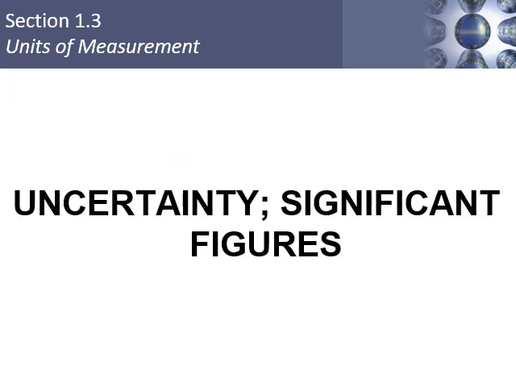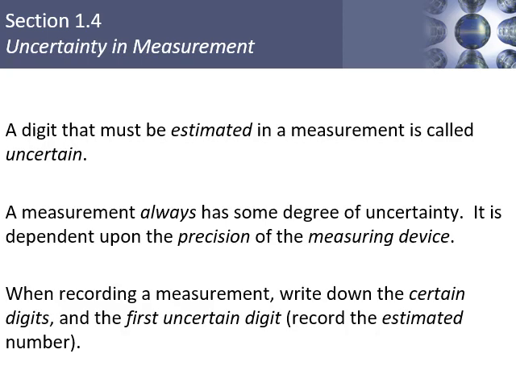All right, uncertainty and significant figures. Next slide. All right, so when we measure something, we have some degree of uncertainty. And usually what we'll do is when we're measuring something, we'll write down everything we know for sure.